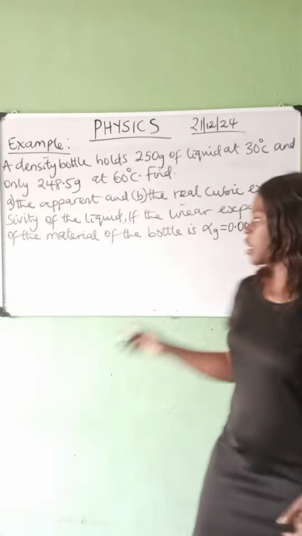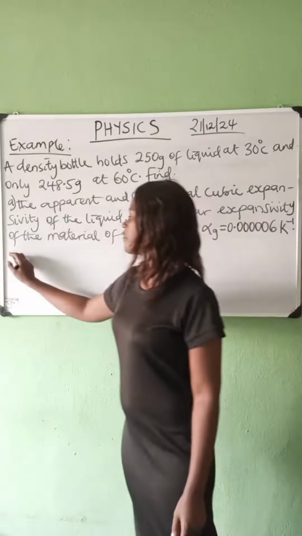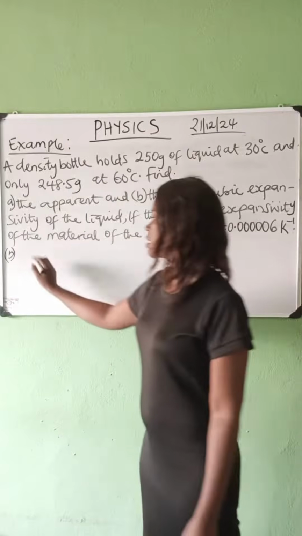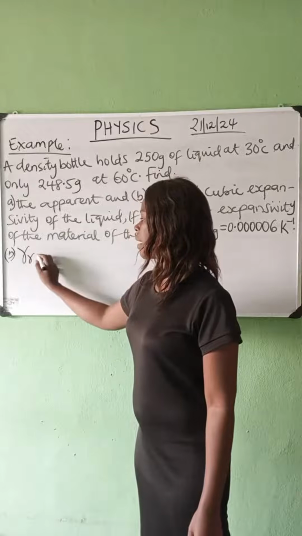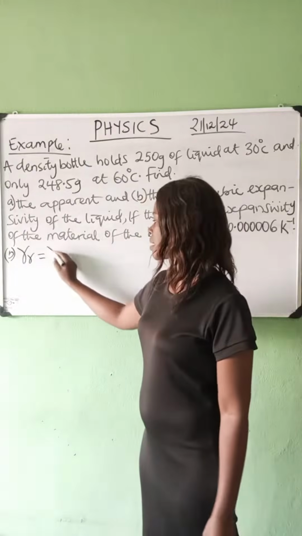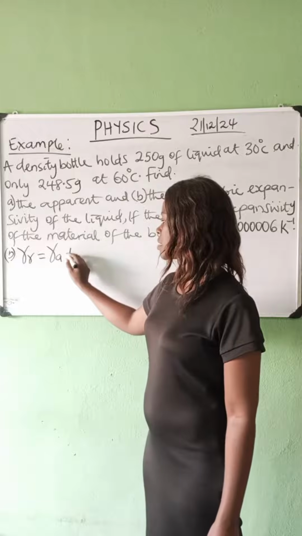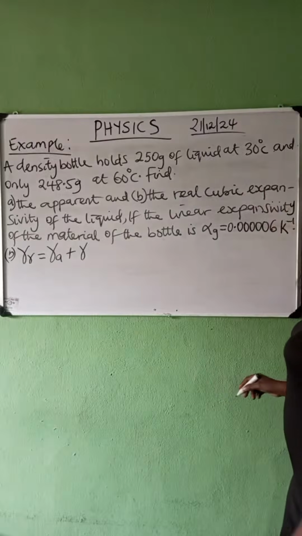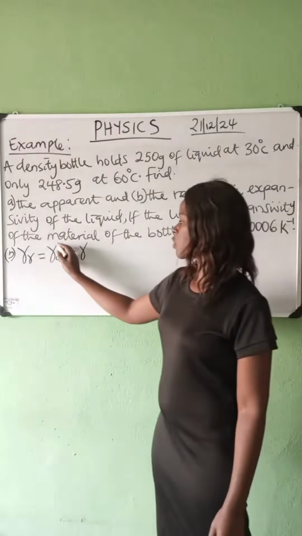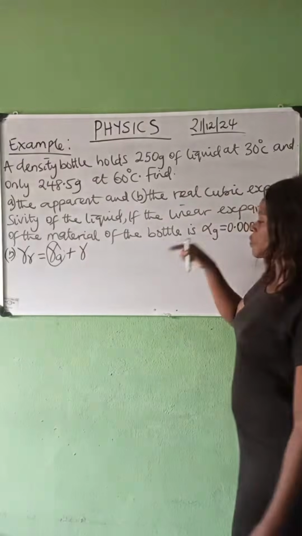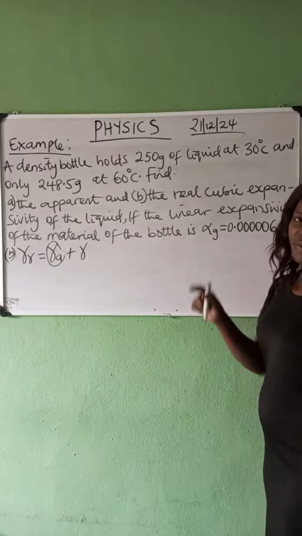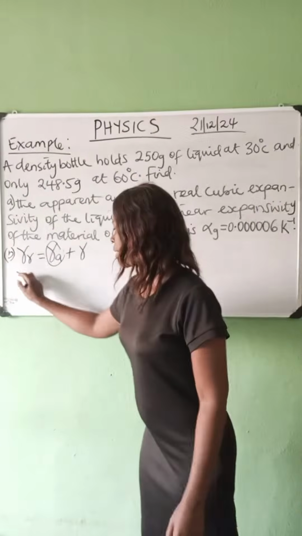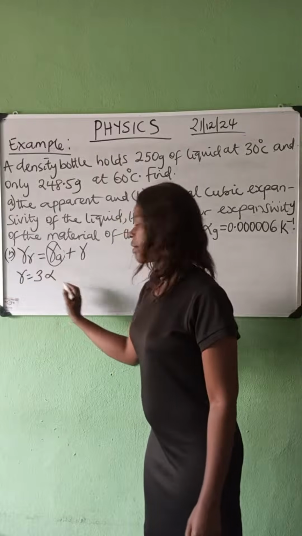Now, for us to solve for the second one, we are looking for the real cubic expansivity. The real cubic expansivity, gamma R, is equal to the apparent cubic expansivity plus the expansivity of the container, right? This apparent cubic expansivity is what we have already gotten. But then we need to get the expansivity of the container, which is gamma. Remember that gamma is equal to 3 alpha, right?